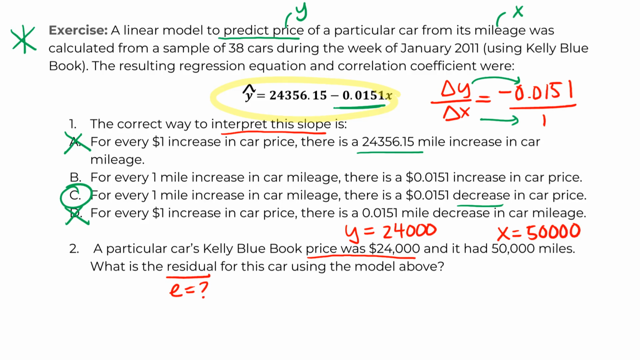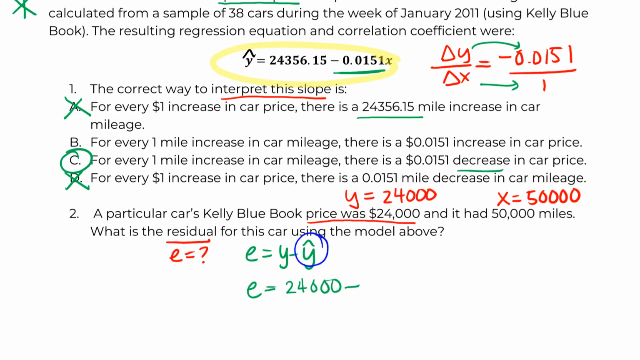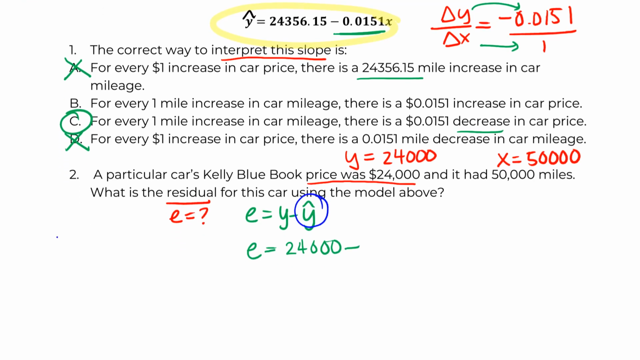And remember, I told you, as soon as you see the word residual, you should be writing down e = y - ŷ, our residual formula. And right now, I've got part of this formula, right? e is equal to, I could bring this y down, 24,000 minus, but we're missing y hat. We don't have this piece yet. So this question is a two-step question. Step 1, you need to find y hat so that we can actually use it in the residual formula. Finding y hat, remember, it's just about plugging into our regression equation.